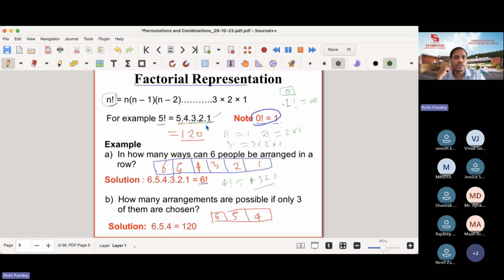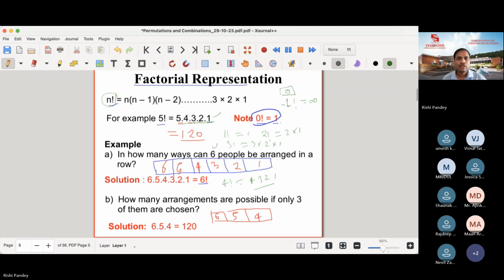Any doubt about the new notation? Is it clear or not? Factorial notation. Yes, sir. Factorial means multiply till 1. For example, factorial 5 means 5, 4, 3, 2, 1 multiplied. Factorial 6 means 6, 5, 4, 3, 2, 1, like that.